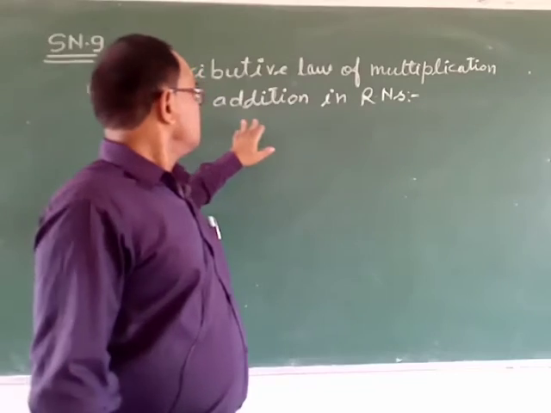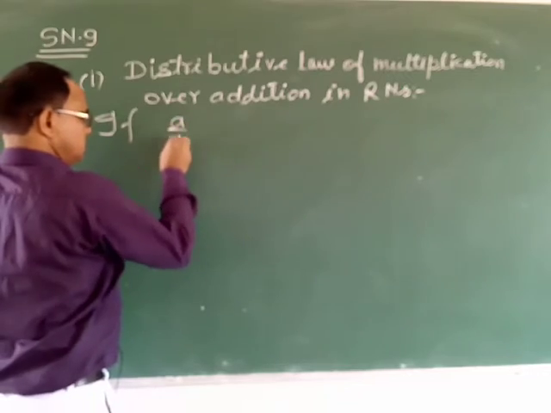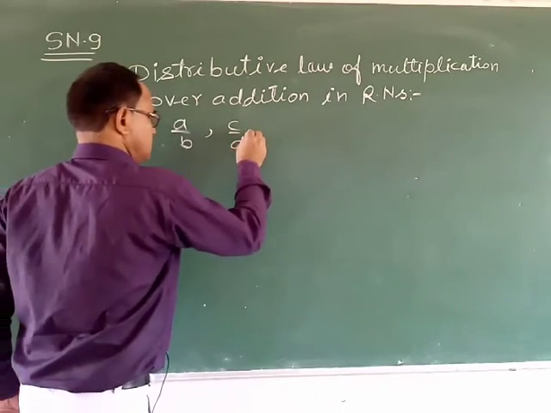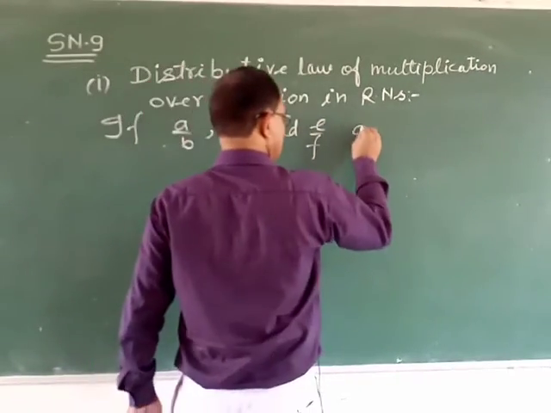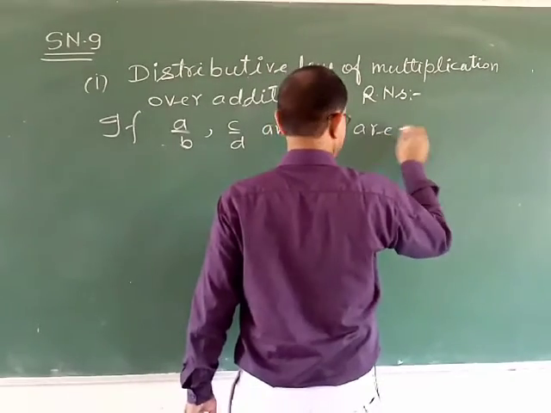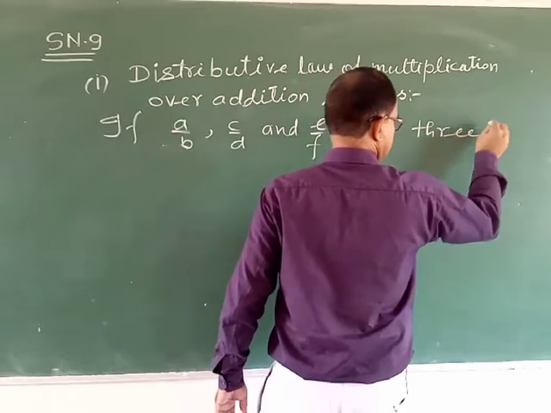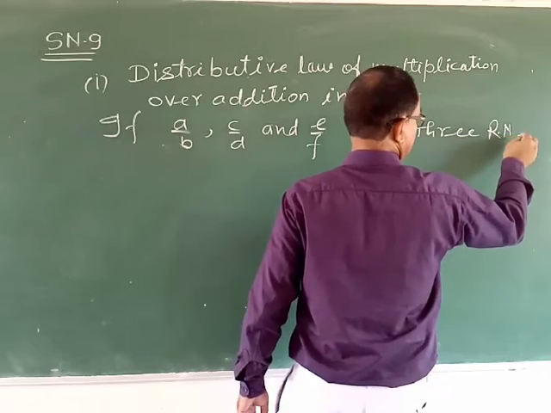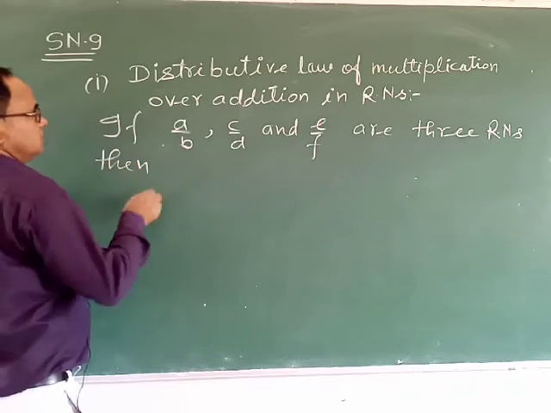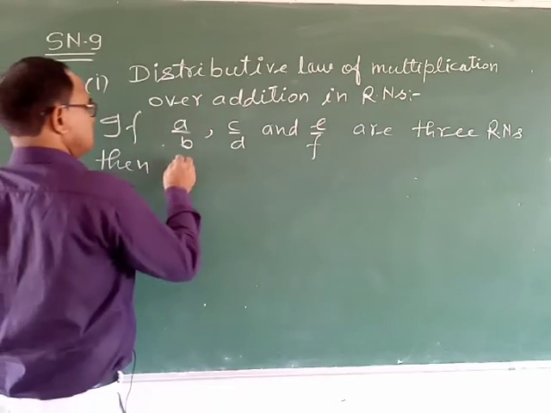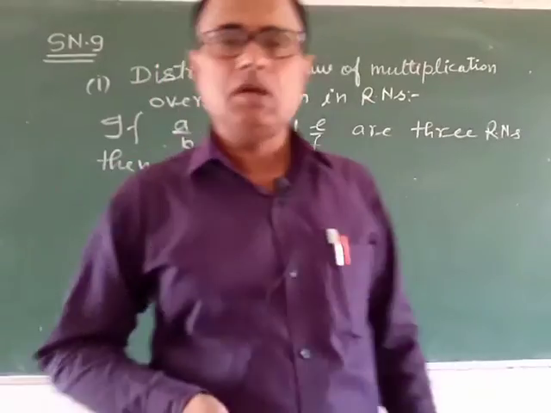Distributive law means if A by B, C by D and E by F are three rational numbers, then we write according to the distributive law.